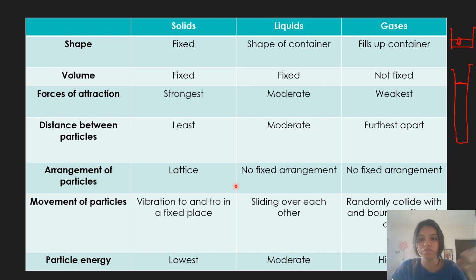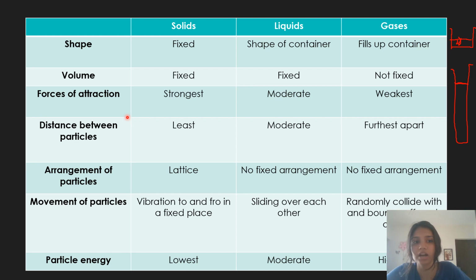But we're going to just look at moving far apart right now, because gas particles can move really far apart. The forces of attraction that pull them together have to be the weakest, because the volume varies. Okay. Then you have distance between particles. Higher the forces of attraction, now this is the correlation.